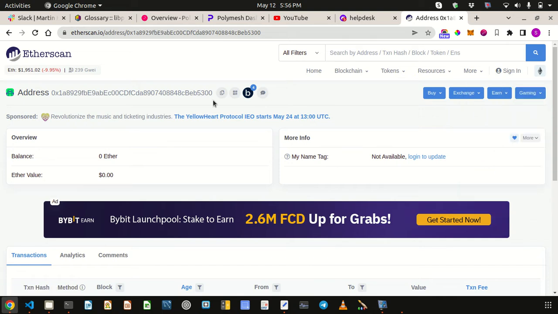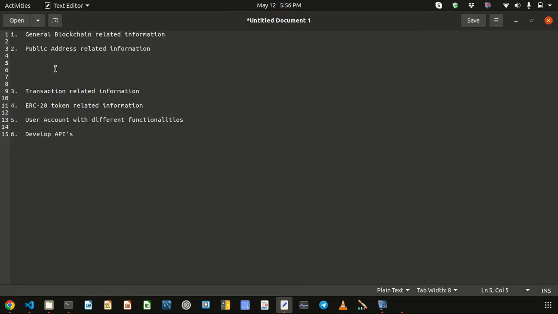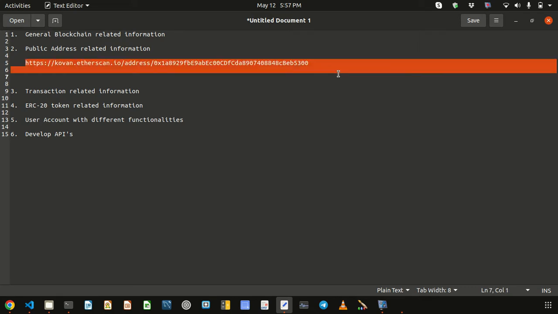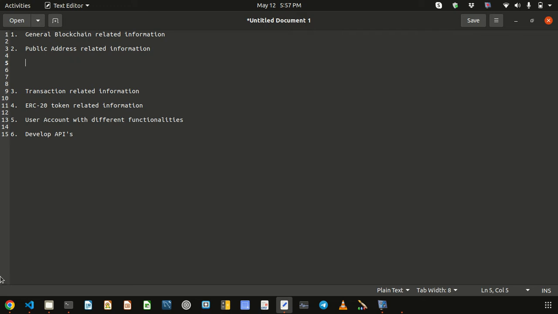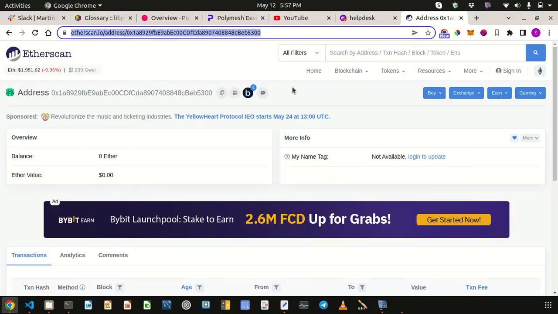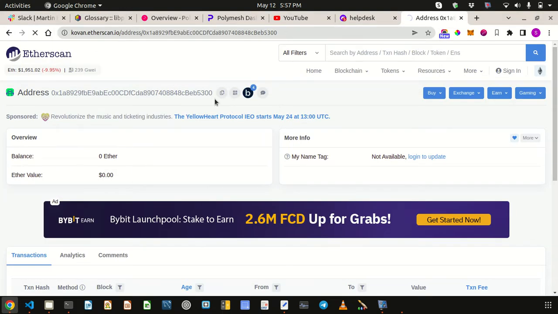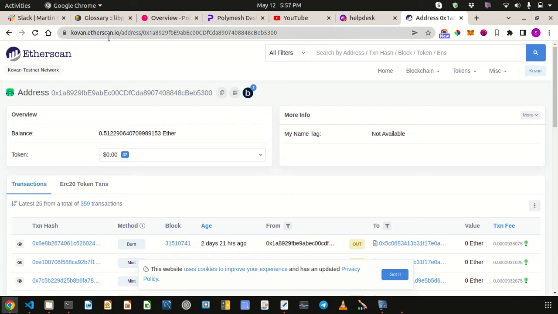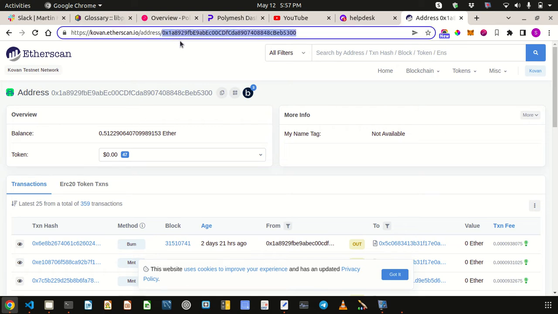Coin test network, the address becomes, you just simply have to enter the test network name over here, which in this case is Coin dot, and if I enter this URL, now the Etherscan will show me the address information, the address history on the Coin test network.